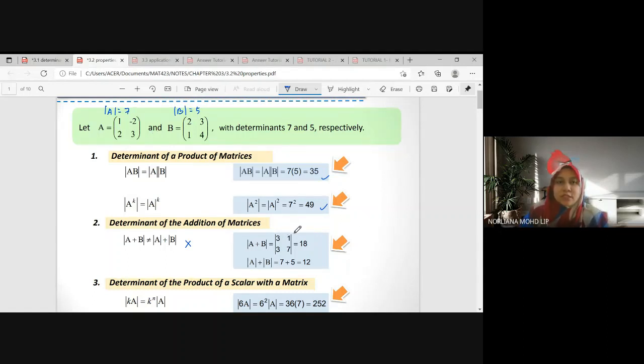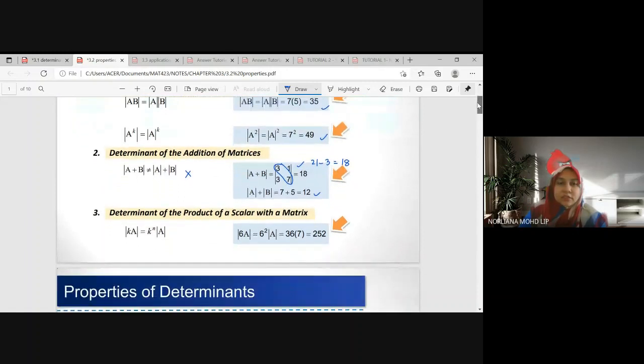So A plus B is equal to this one. Okay, then find the determinant. So 21 minus 3 is equal to 18. It's not equal to determinant of A plus determinant of B. Determinant of A plus B is 12. Tak sama kan? Kena tambahkan dululah.